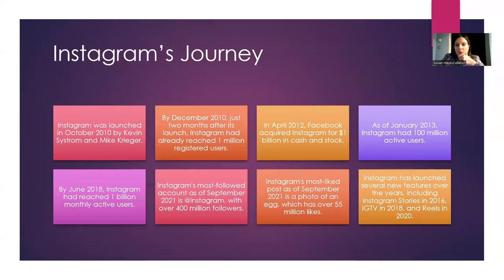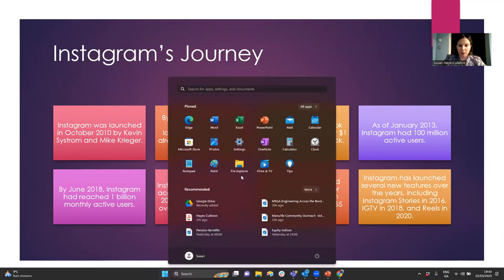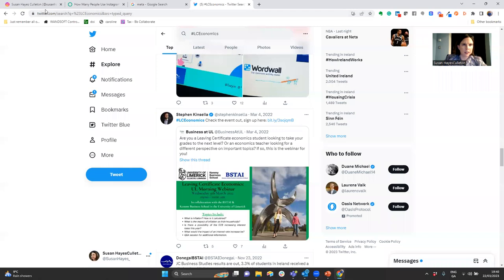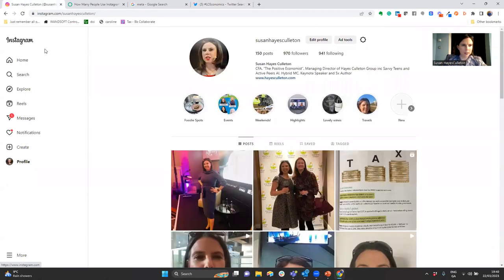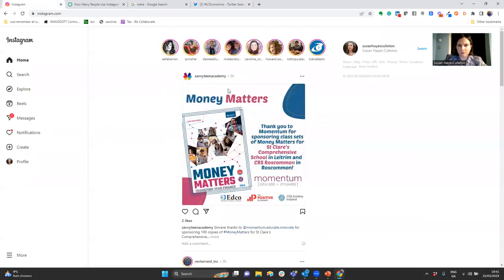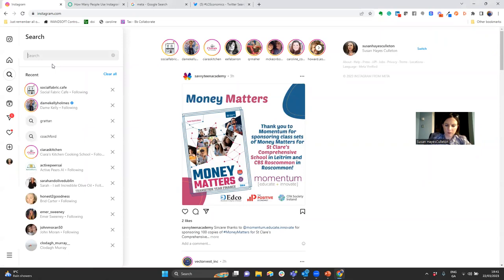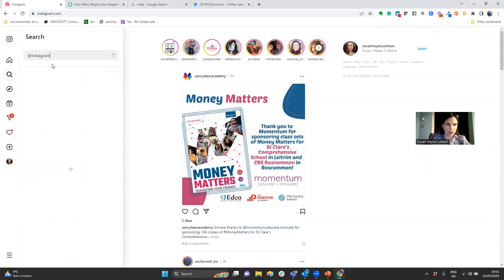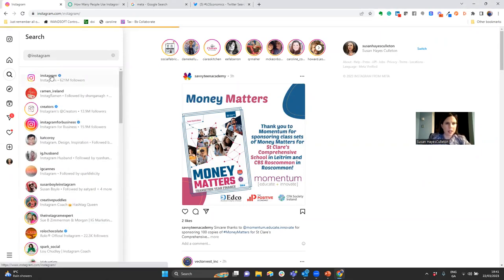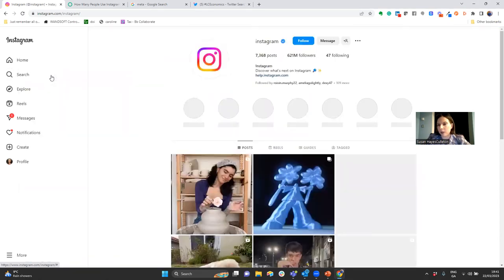Now, Instagram's most followed account as of September 2021 is @instagram with over 400 million followers. Let's just take a look at that. So Instagram now has... Okay, where are we? At Instagram. Now it is 621 million followers.